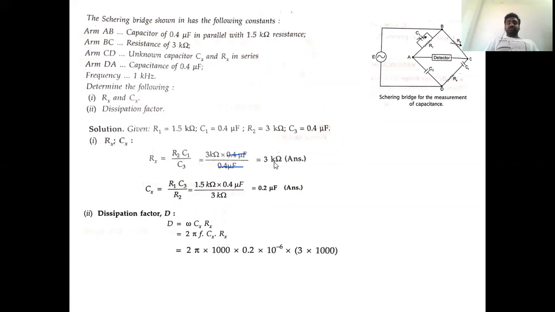Substitute the values. That is 2 pi, f is nothing but 1000, C suffix x is 0.2 into 10 to the power of minus 6, and R suffix x is 3 kilo ohm, that is 3 into 1000. So what will be the answer? Solve this problem of dissipation factor and post your answer in the chat box.